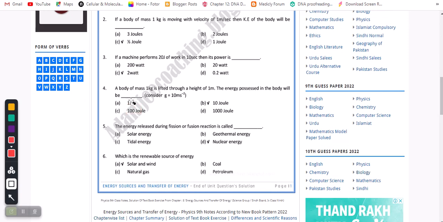Fourth is, a body of mass 1 kg is lifted through a height of 1 meter. The energy possessed by the body will be dash. Consider g equals 10 meter per second square. g is the gravity. We have to find out the energy. The mass is given 1 kg, height is given 1 meter, g is given 10 meter per second square. The answer is 10 joule.